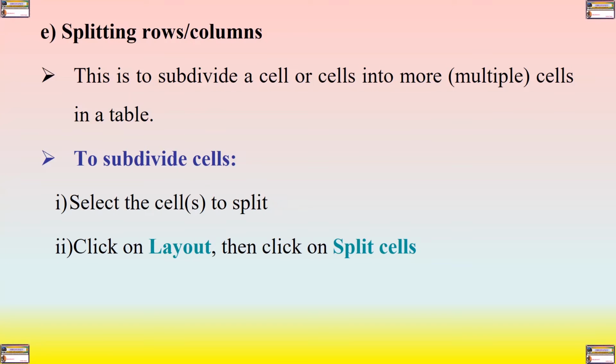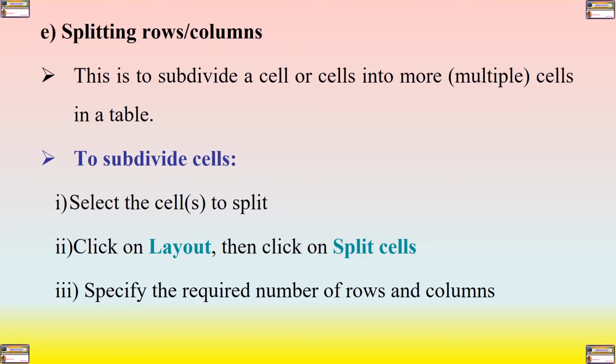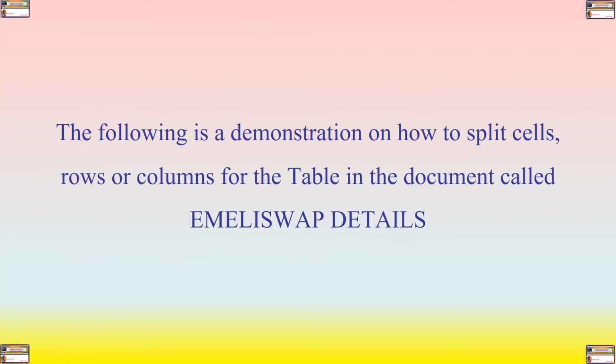Or you just right-click on the cell or cells you want to split after selecting them. Then specify the number of rows and the columns after you have clicked on Split. And you click OK. So the following is a demonstration on how to split cells, rows, or columns for the table in our document called MLSWAP details.